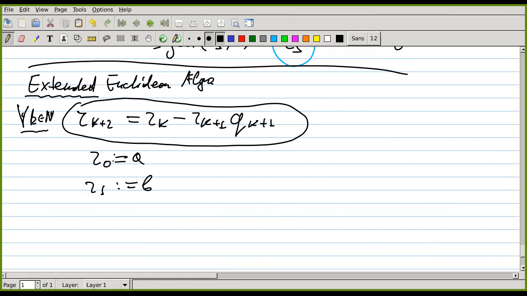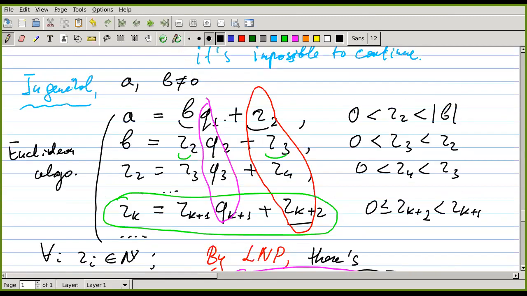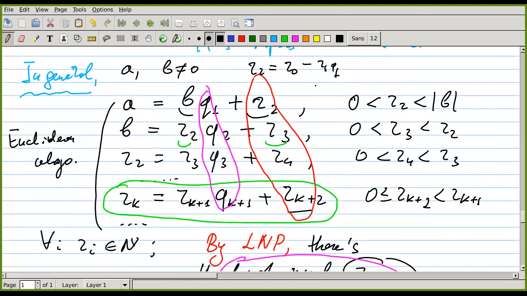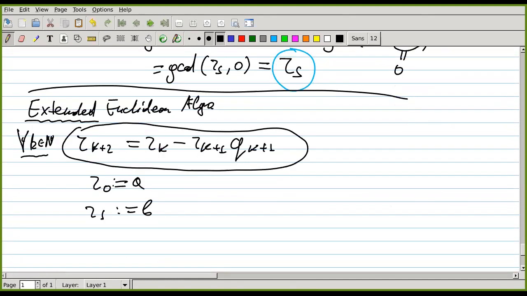Is it clear? Because R2 equals just A minus B Q1. Q1 was the partial quotient resulting from dividing A by B. So R2 is just R0, that is A, minus R1, that is B, multiplied by Q1. So now, with this extension, our equation holds for every natural K. Is it clear?